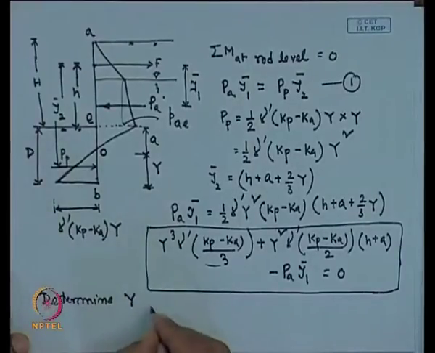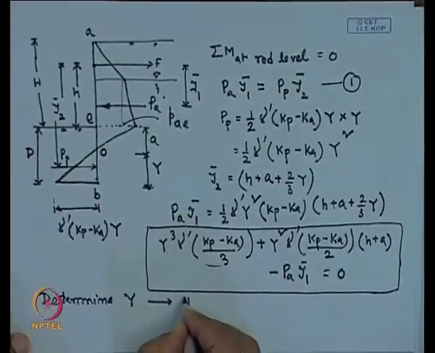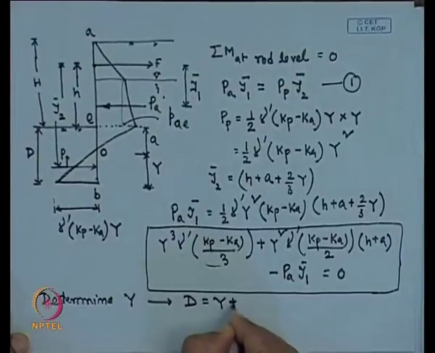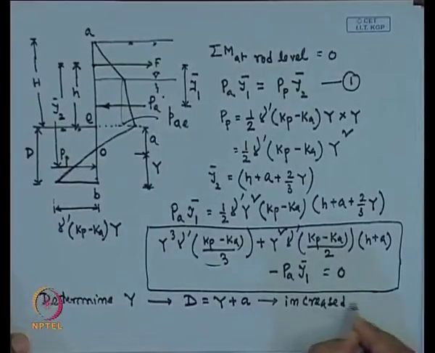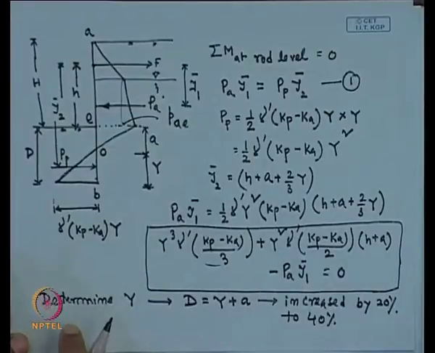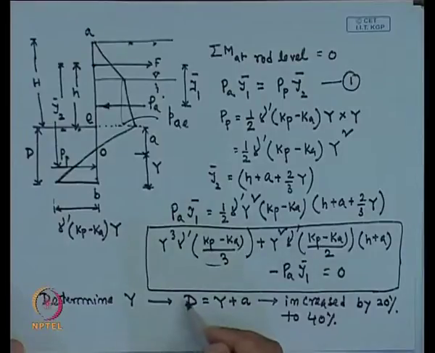Once we get the capital Y, next step we will get the D, that is capital Y plus A, and once we get this D, this is increased by 20% to 40% by providing this factor of safety. So, once we get this D value or capital Y value, then what we can do?